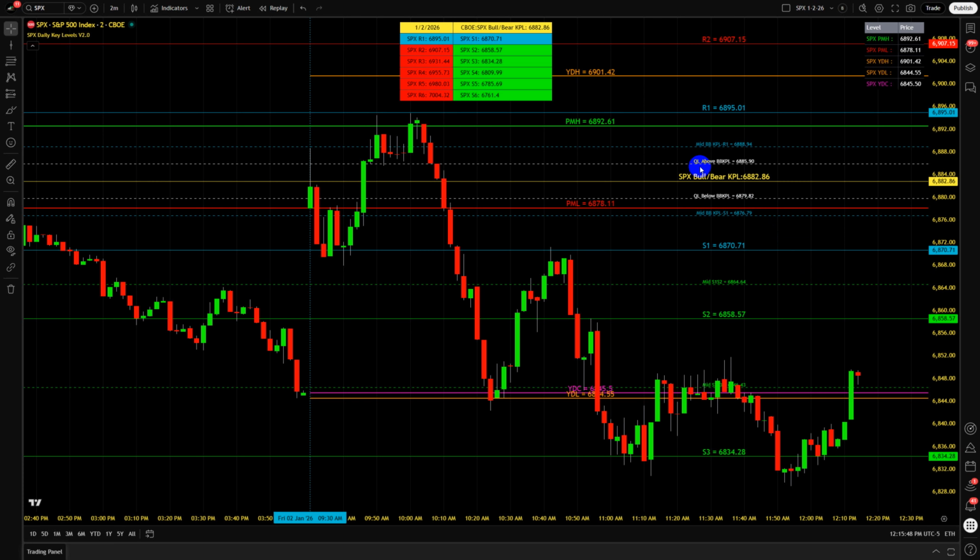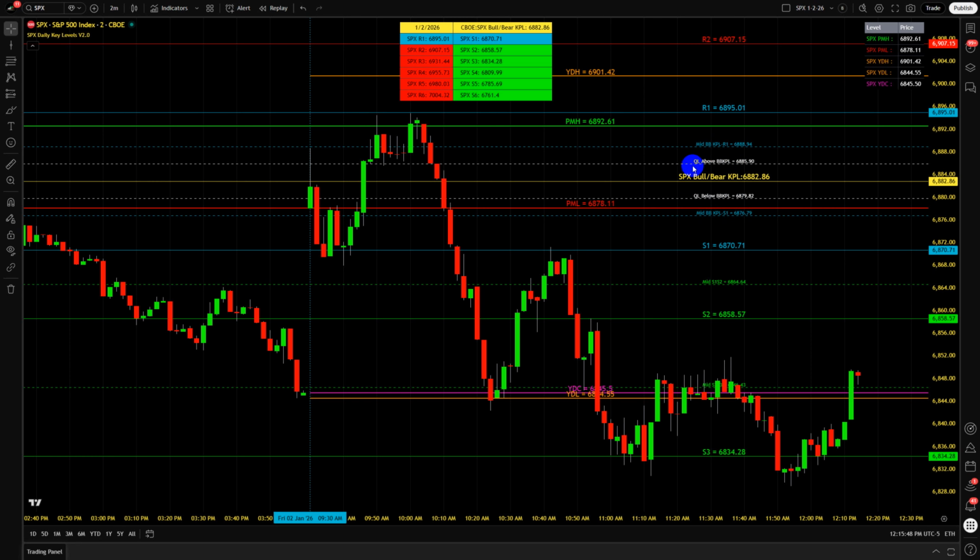Now also you'll see some other levels here. You'll see these QL levels, and the indicator's default startup is to display the QL above the BBKPL and the QL below the BBKPL. Also on startup, the default display is to display the first midpoint level above the bull bear KPL and the first midpoint level below the bull bear KPL.